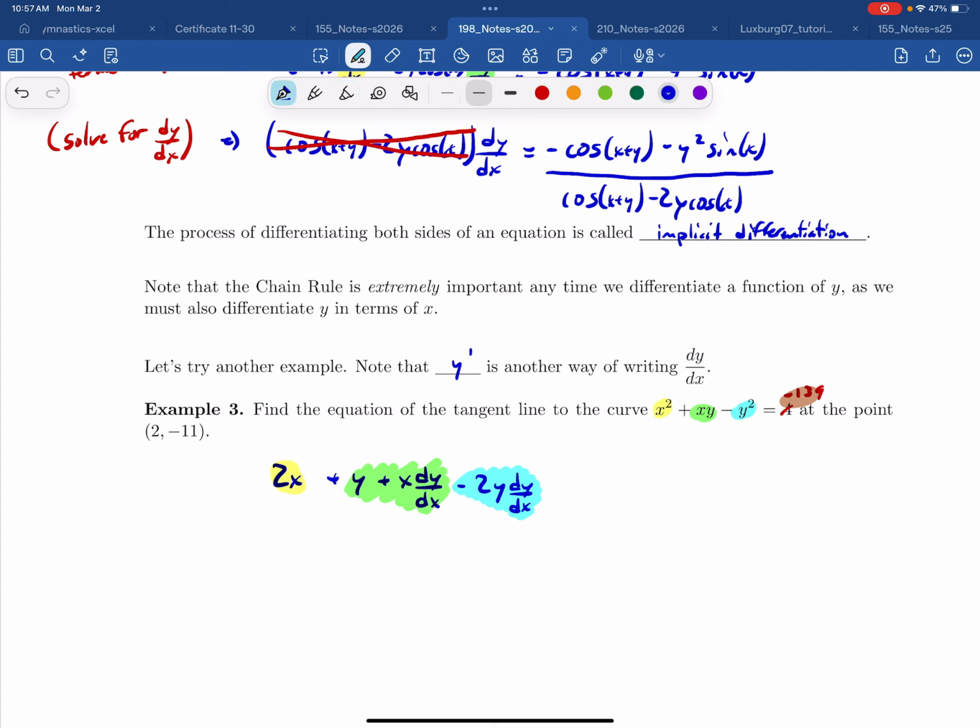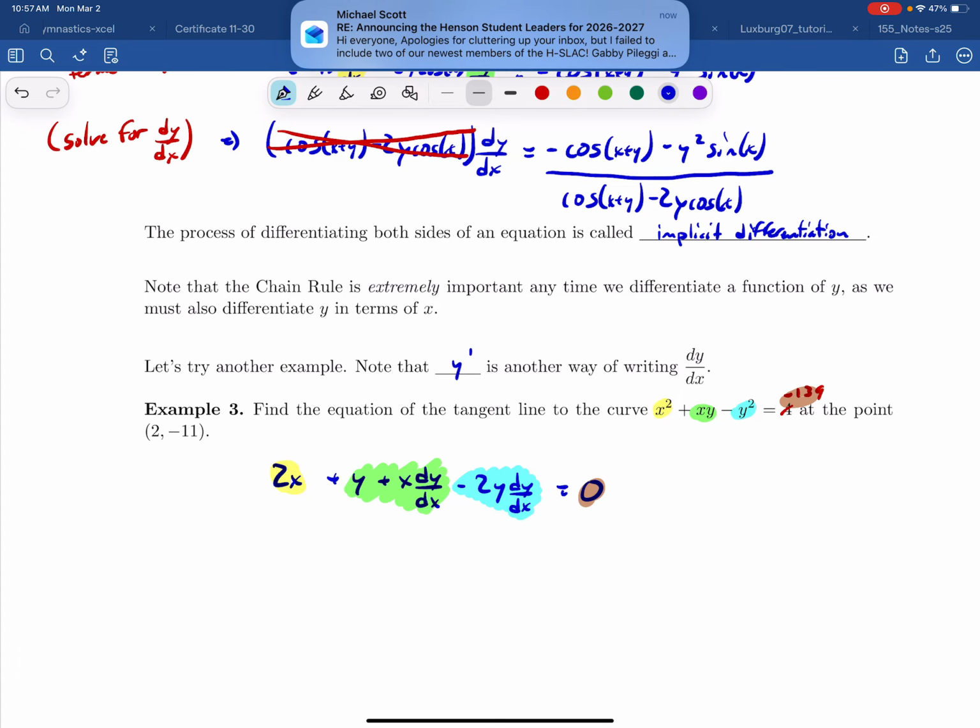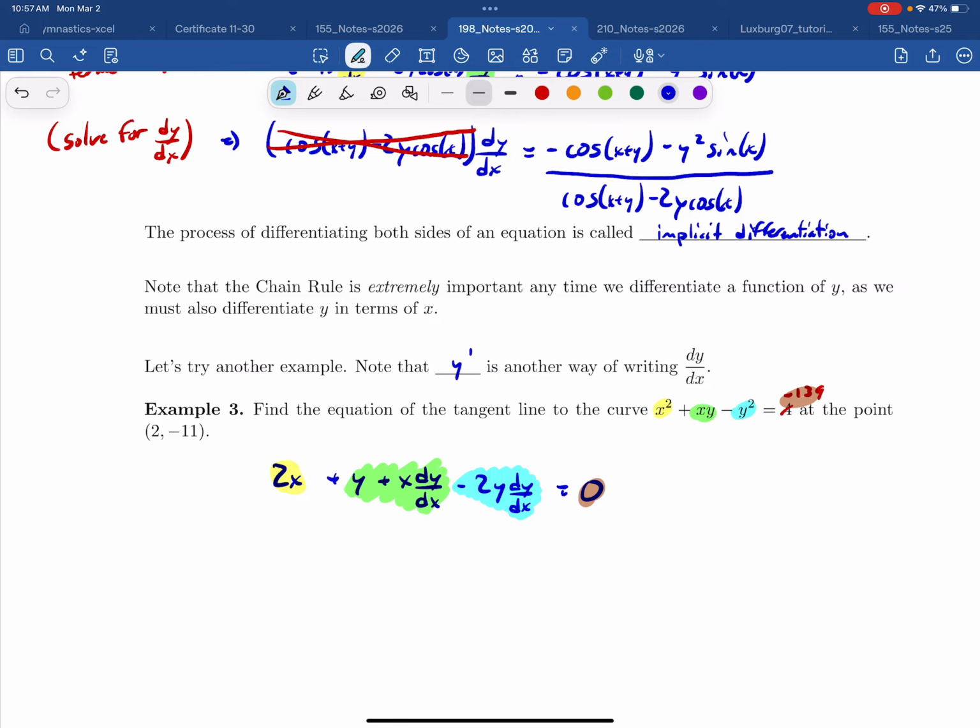So, anyway, just want to finish things off. The derivative of any constant is 0. And now at this point, we just want to, again, simplify if necessary, get the dy over dx terms on one side, get all the other terms on the other, factor it out, and solve.